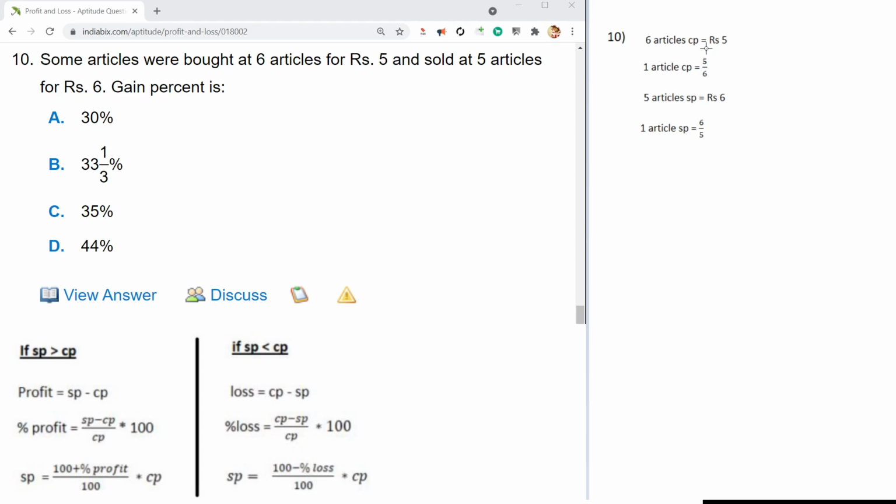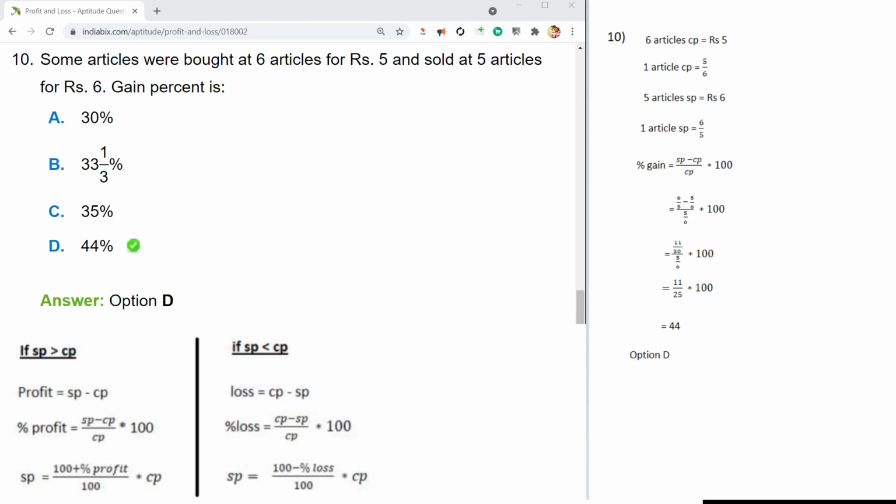We need to find gain percentage. Gain percentage formula is (SP minus CP) by CP into 100. What is the SP of 1 article? 6 by 5, and CP is 5 by 6. If you substitute in the formula and simplify, we get percentage gain as 44, which is option D. Option D is correct.